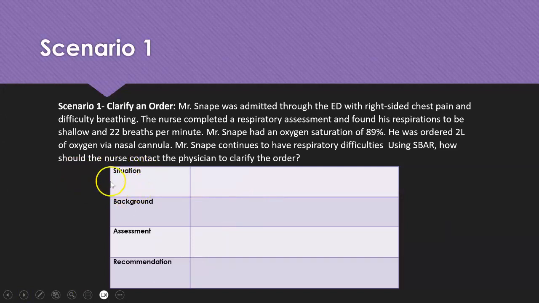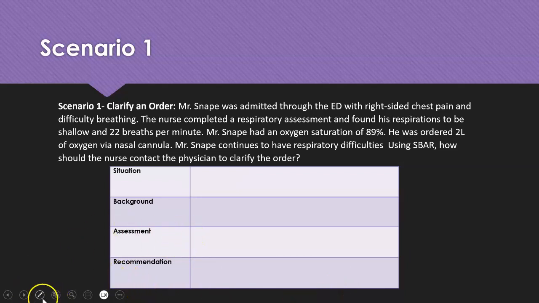I want you guys to draw like situation, background, assessment, and recommendation. And after you read this, I want you to pause right here on scenario one. And then I want you to fill out on the side what you would put the situation is. Keep it concise, what their background is related to why they came in, what the assessment is as well, and then what your recommendation is.